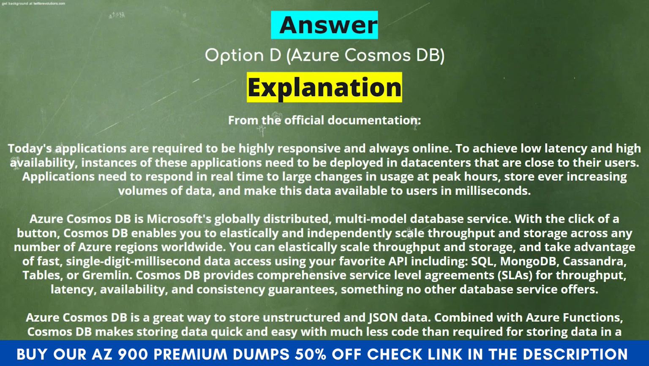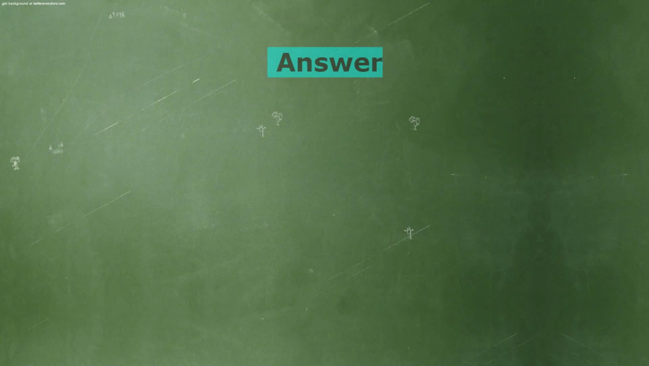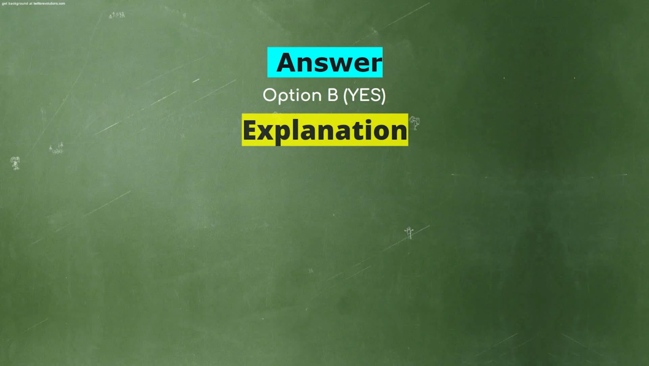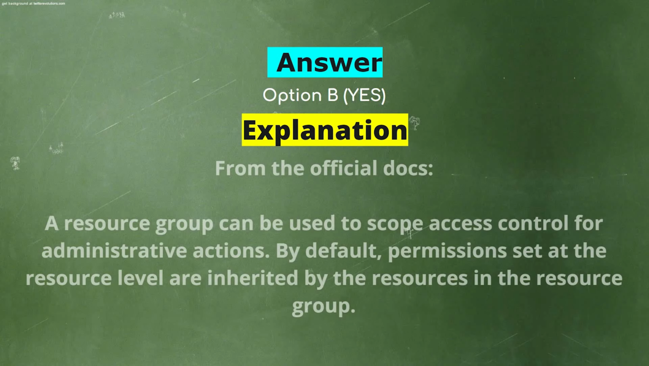Next question. Permissions are by default inherited by all resources residing in a resource group. Option A. No. Option B. Yes. And the correct answer is option B. Yes. Explanation. From the official docs, a resource group can be used to scope access control for administrative actions. By default, permissions set at the resource level are inherited by the resources in the resource group.